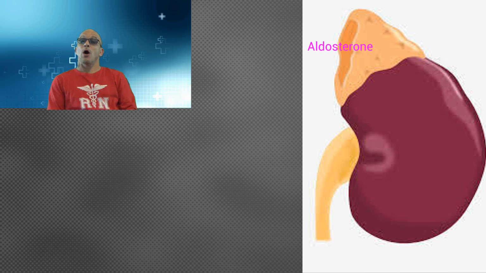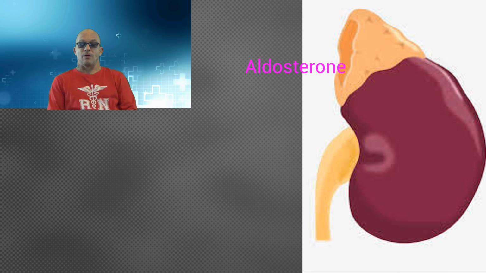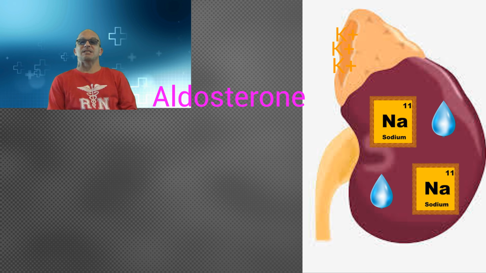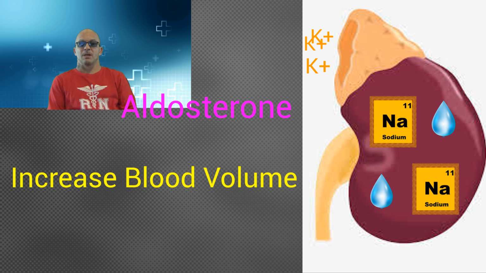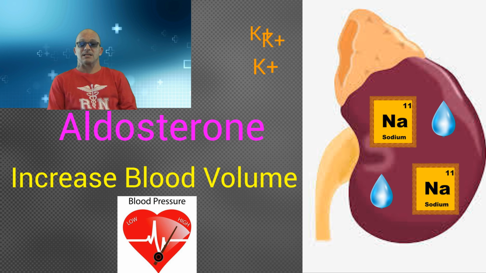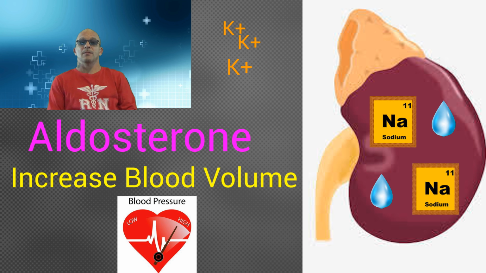Angiotensin 2 also stimulates the release of aldosterone from the adrenal cortex, which causes sodium and water retention and potassium secretion. We will increase the blood volume and further enhance the increase of the blood pressure.